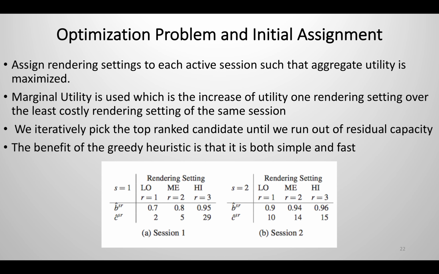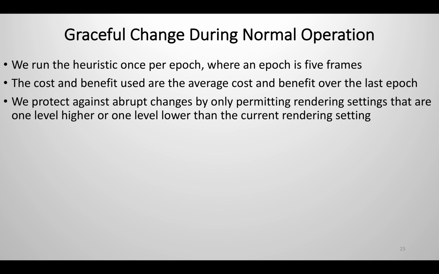The following explains that there's a rendering setting, and this is indicating the cost and benefit of each rendering setting. So we have a low, medium, and high. So with this mechanism, we are picking out the top ranked candidates until we are running out of residual capacity. So this entire mechanism is to initially assign and solve the optimization problem in order to increase the utility.